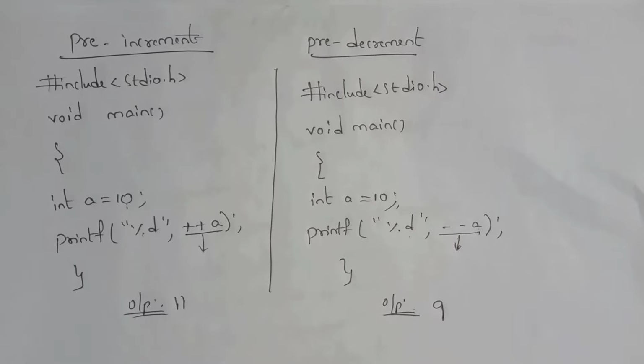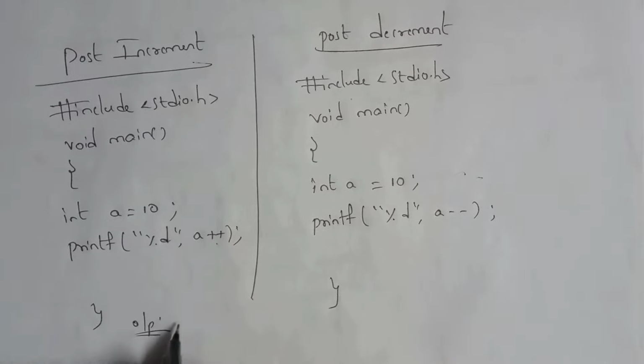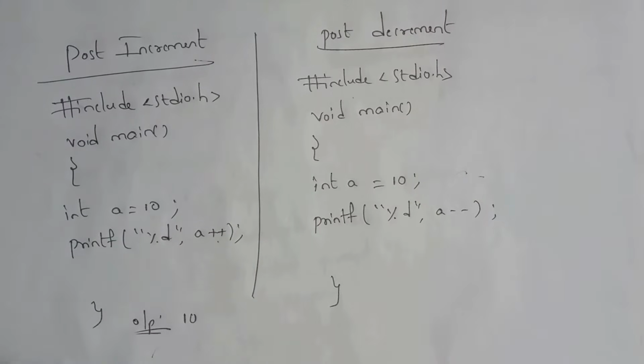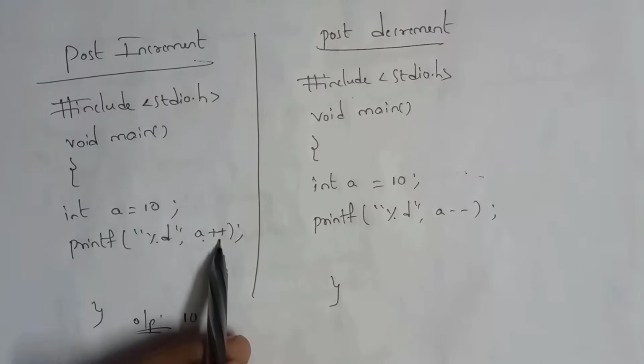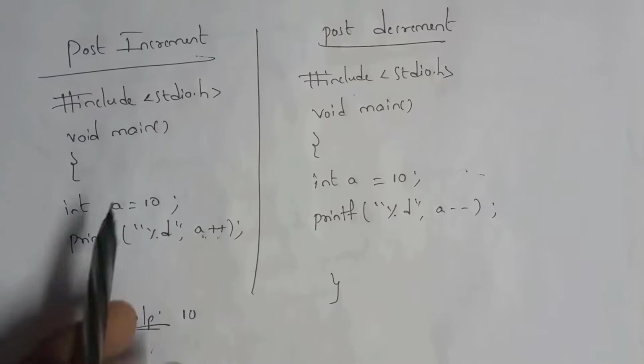Next I will explain the program for post-increment and post-decrement. This is the same program I wrote before. Here I wrote int a equal to 10, and after that printf %d comma a++, where a++ represents post-increment. Post means after, pre means before. In pre-increment it first increments the value and then generates output, but in post-increment, by writing this program I will get output as 10, not 11. The meaning of a++ is that at first it will print the same value, and after that it will increment the value.